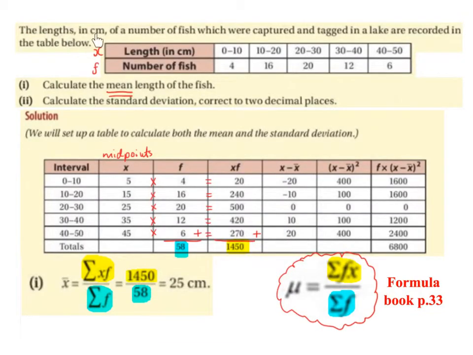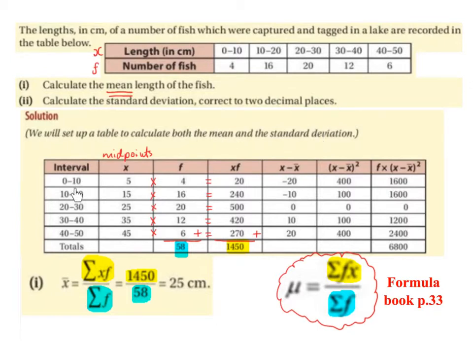The lengths in centimetres of a number of fish which were captured and tagged in a lake are recorded in the table below. So this row represents the length in centimetres and this row represents the number of fish. So for example, there was 4 fish measuring between 0 and 10 centimetres. Part 1, calculate the mean length of the fish. We will set up a table to calculate both the mean and the standard deviation.